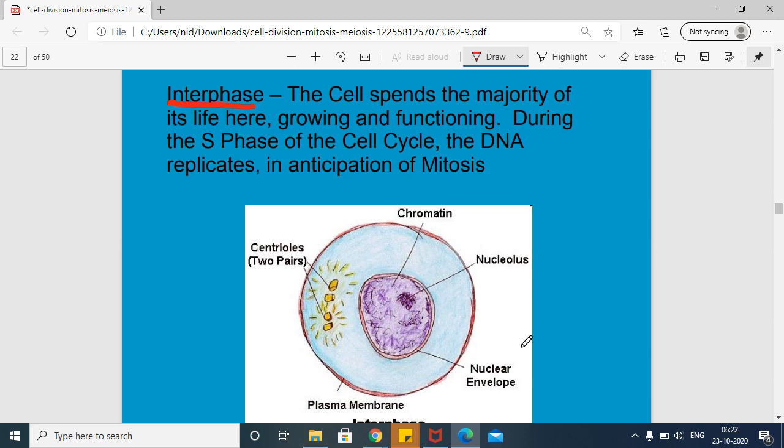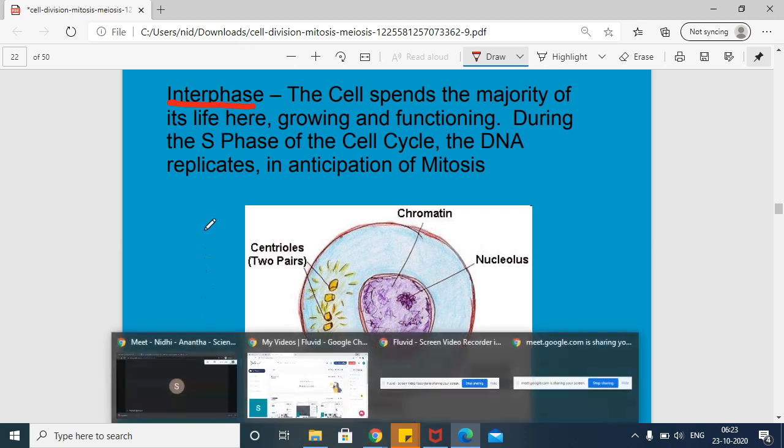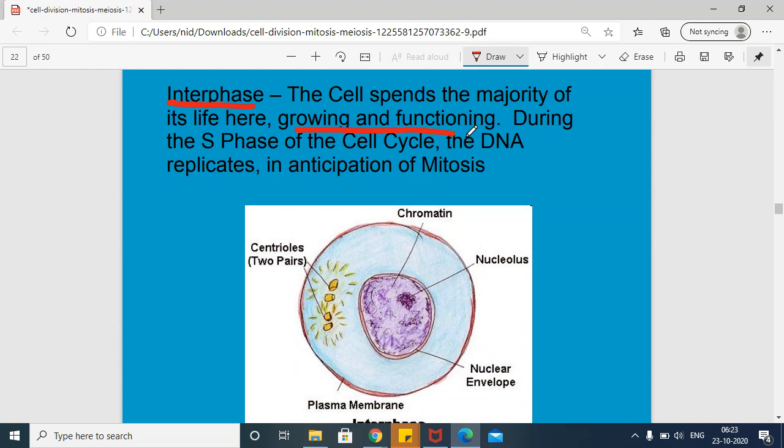So what is interphase? During interphase, the cellular organelles double in number, then DNA replicates and protein synthesis occurs. Just take a look here. So we have the cell which is going to spend the majority of its life here, because it's the phase where the entire cell is going to grow and function.